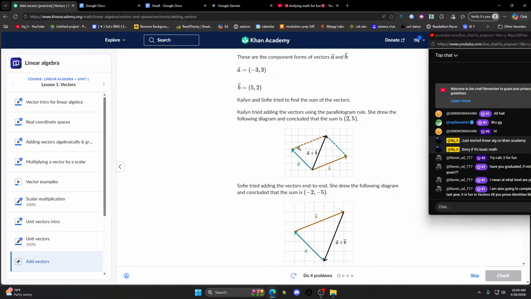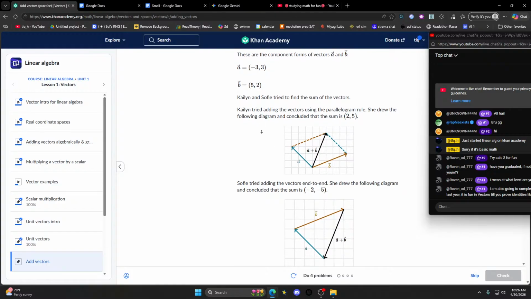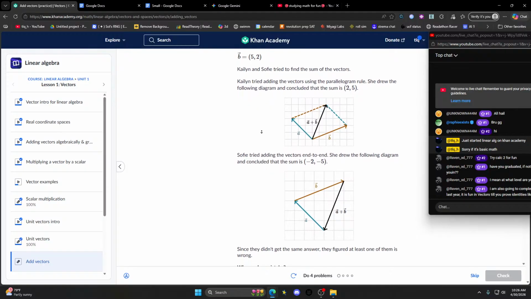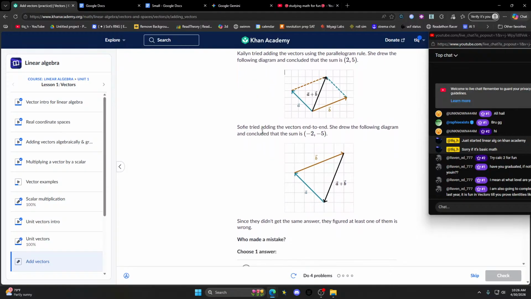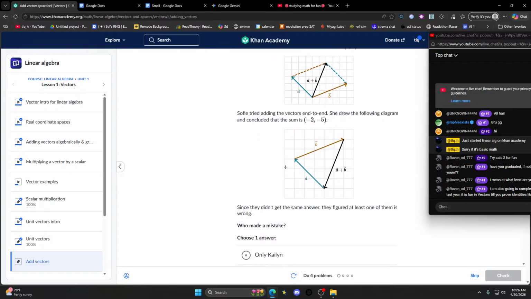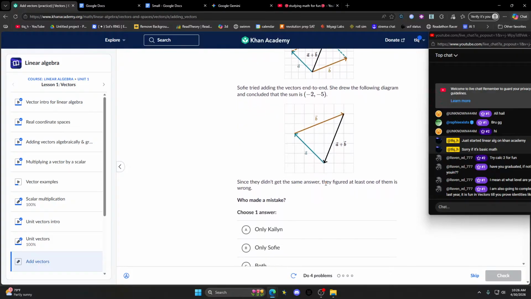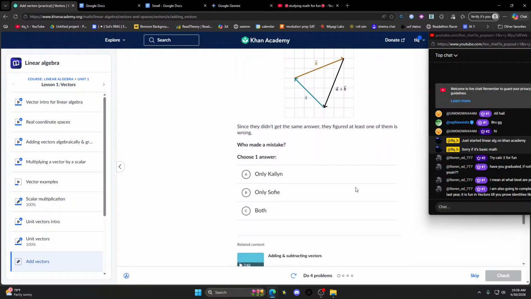Okay, A is -3. Yes. Okay, so I assume those would be correct, and it's just asking me to prove which one's the most. I don't know, but let me see. Okay, so if we tried adding the vectors end to end, she drew the following diagram and concluded that the sum is that. Since they didn't get the same answer, they figured at least one of them is wrong.